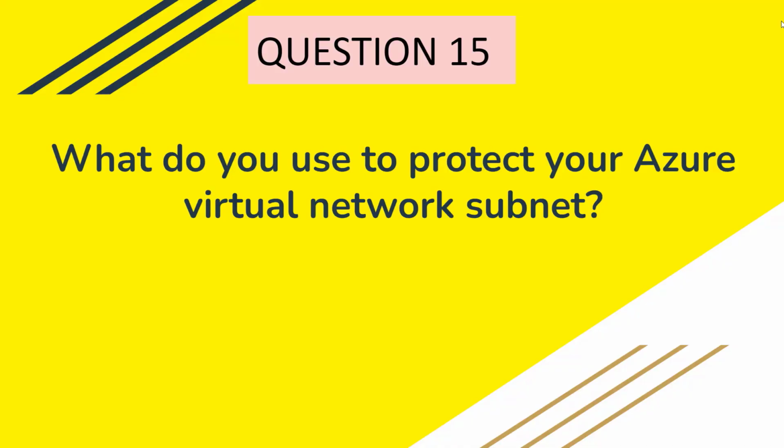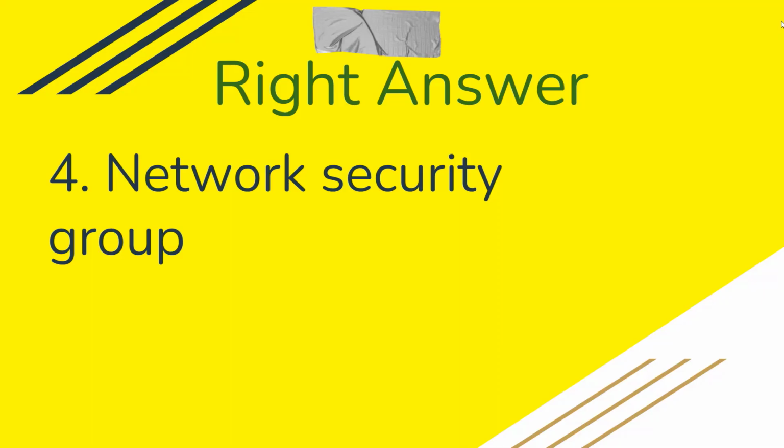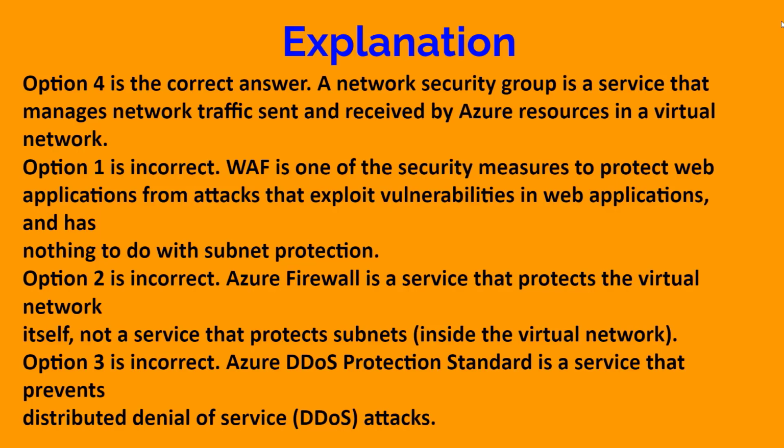Question 15. What do you use to protect your Azure Virtual Network subnet? Option 1. WAF 2. Azure Firewall 3. Azure DDoS Protection Standard 4. Network Security Group. Right answer is 4. Network Security Group. Explanation. Option 4 is the correct answer.